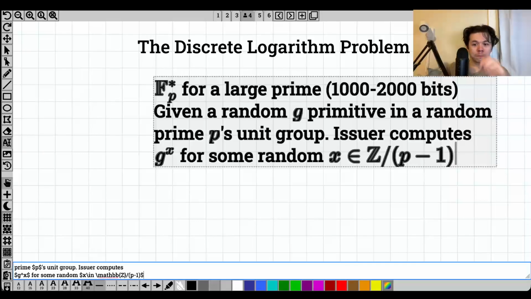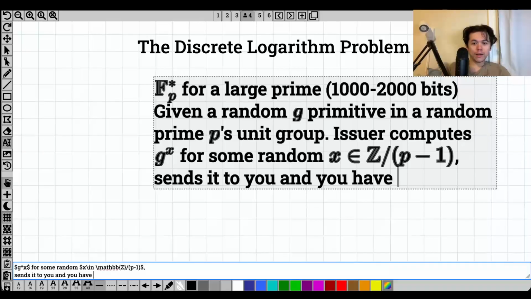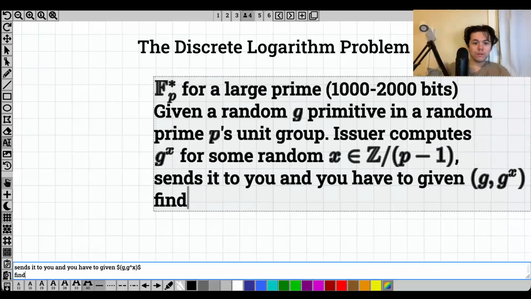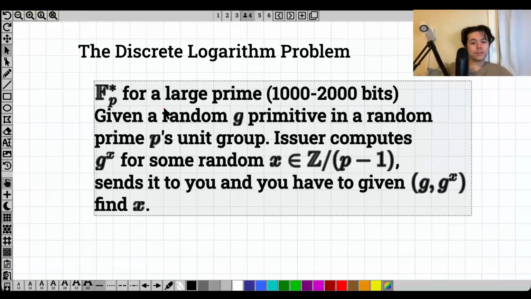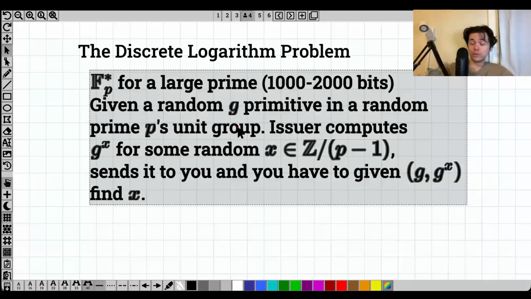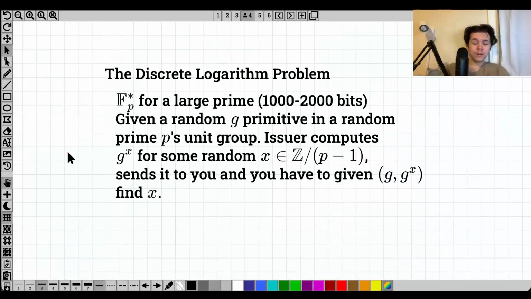In this, the challenger sends it to you, and you have to, given g comma g to the x, find x. And a lot of problems are built on this. Like you can do Diffie-Hellman just with this. This is not a cryptography video, so I'm not going to talk about it. And the Diffie-Hellman assumption is different from this. It's stronger than this, but not crazy.